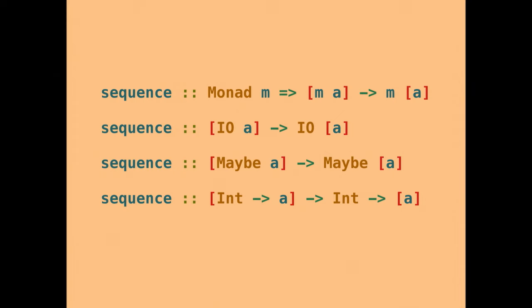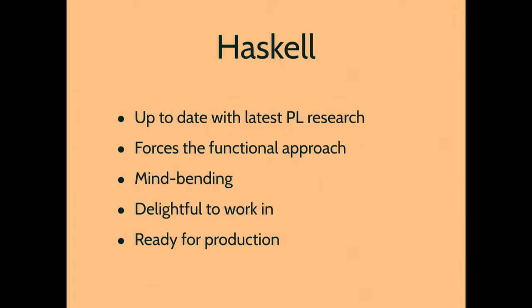And crucially, this sequence function had to be written once for all of these types. And not just all of these types, but all future types that fit that monad pattern. Totally awesome, because lots and lots of things are monads, it turns out. That's my quick intro to cool things in Haskell.